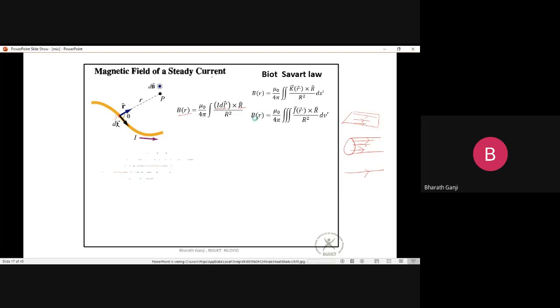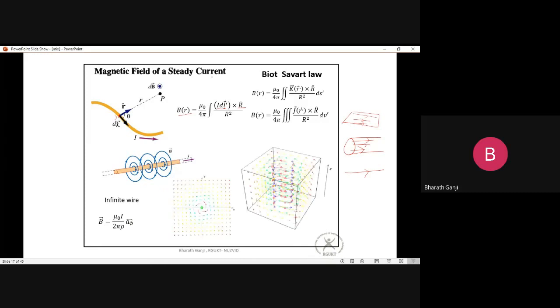And of course using the Biot law you can actually calculate the expression for the magnetic field around a current carrying wire, and we see that for an infinite wire the field expression is like mu naught I by 2 pi rho, into phi cap. And this simply says that around a current carrying wire, the magnetic field will always be curling like this.